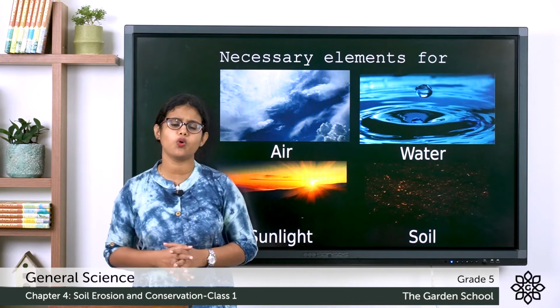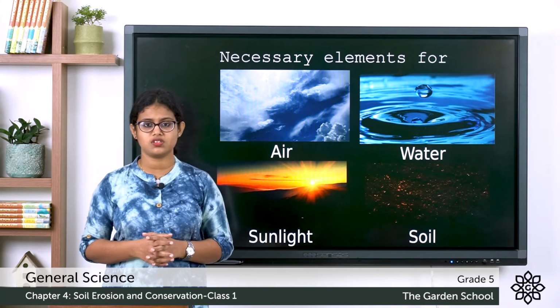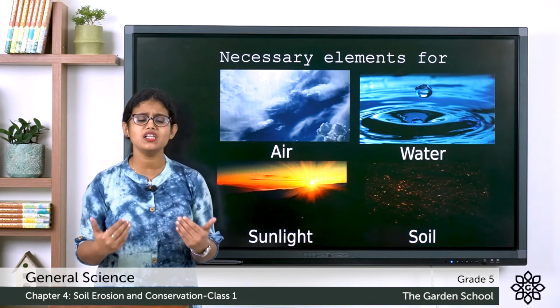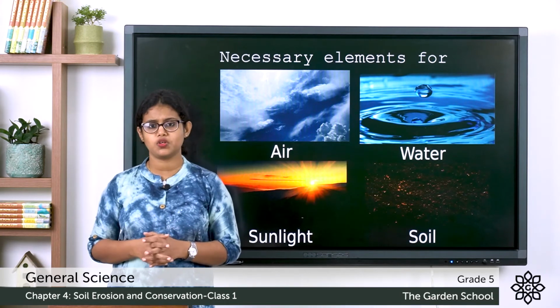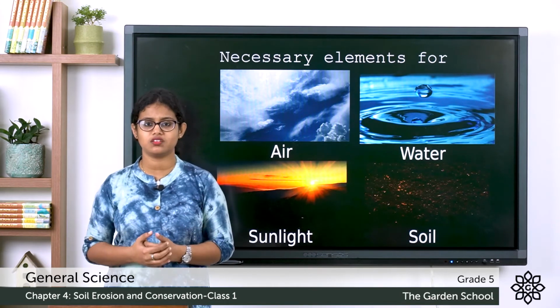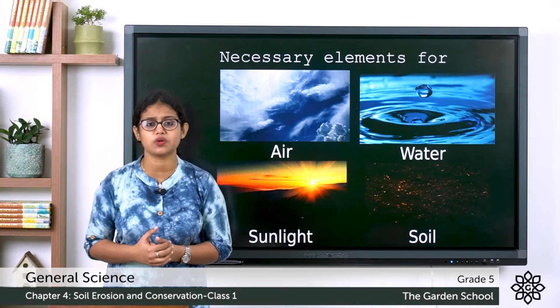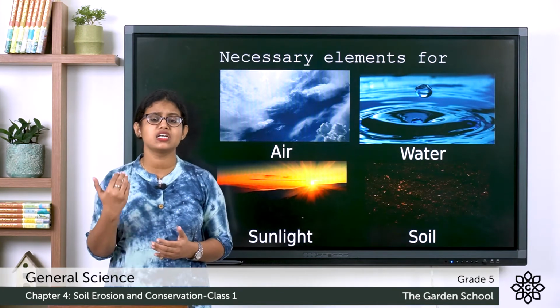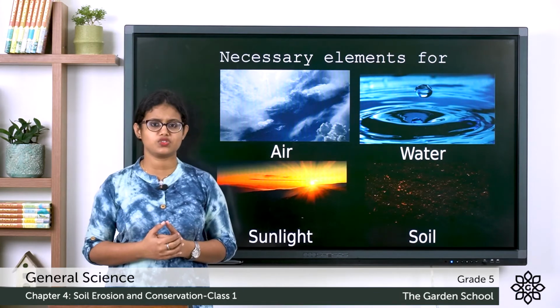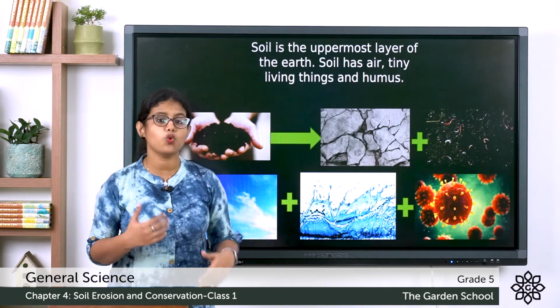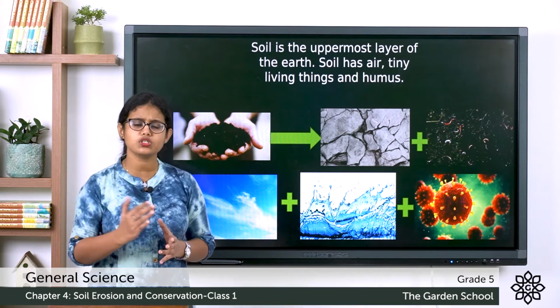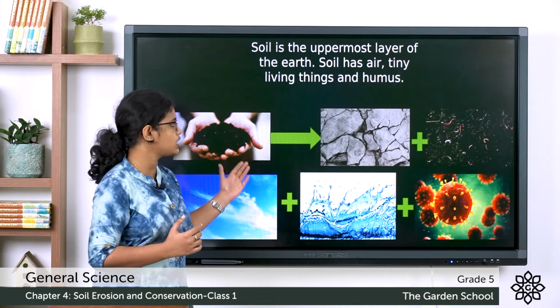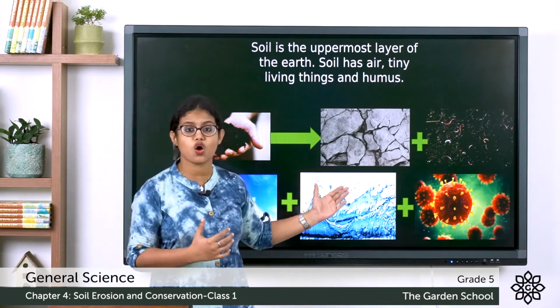Do you know when this soil formed? Soil has formed millions of years ago. The soil that you see has formed millions of years ago, and it has rock particles in the form of sand, silt, clay, etc. Now let's see what soil is made of. The soil is made of broken rocks.